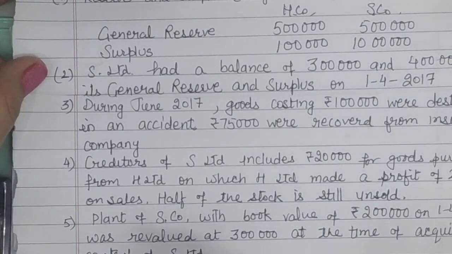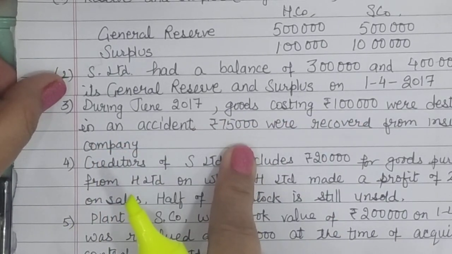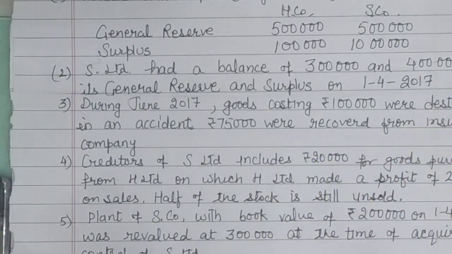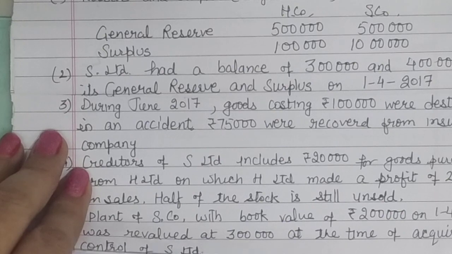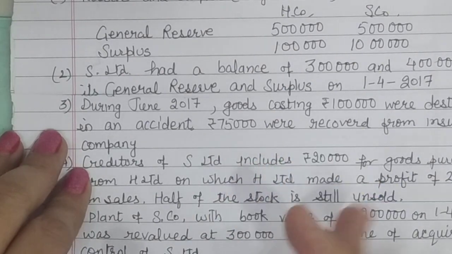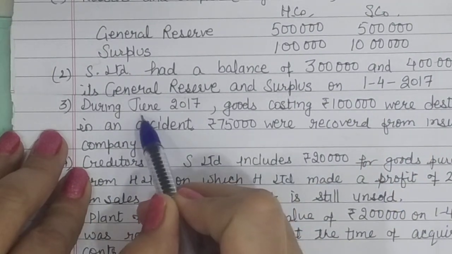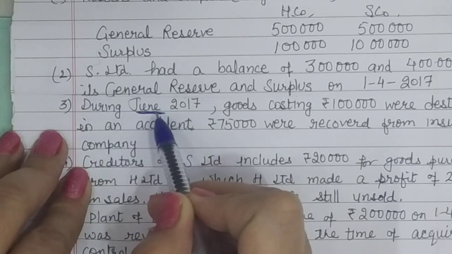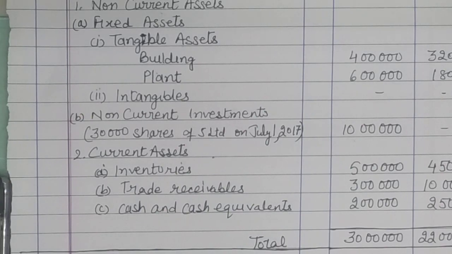We need this information. Goods costing 1 lakh were destroyed in an accident and 75,000 was recovered from insurance company, which implies that it is the abnormal loss of 25,000. Now, this abnormal loss must be adjusted in the subsidiary company's surplus. So, this abnormal loss will be first added back and then it will be deducted from the pre or post period. Since this loss has taken place in June, and the shares are acquired on 1st July, this loss is falling in the pre-acquisition period.